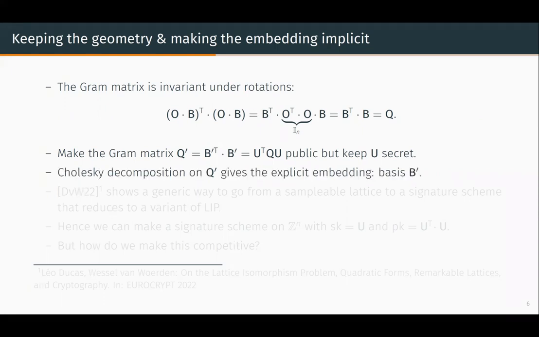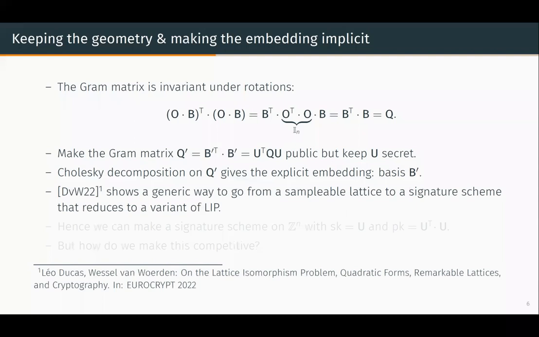And when you ever want to get back to the basis described by this U prime, you can take the Cholesky decomposition. This is giving you a basis that is upper triangular if you use column notation. And there was a previous work in last Eurocrypt that showed a generic way to, if you have a lattice where you can sample from, provide a way to make a signature scheme on this lattice, where the security is based on some variant of LIP, where you have to decide if some lattice is isomorphic to one or the other.